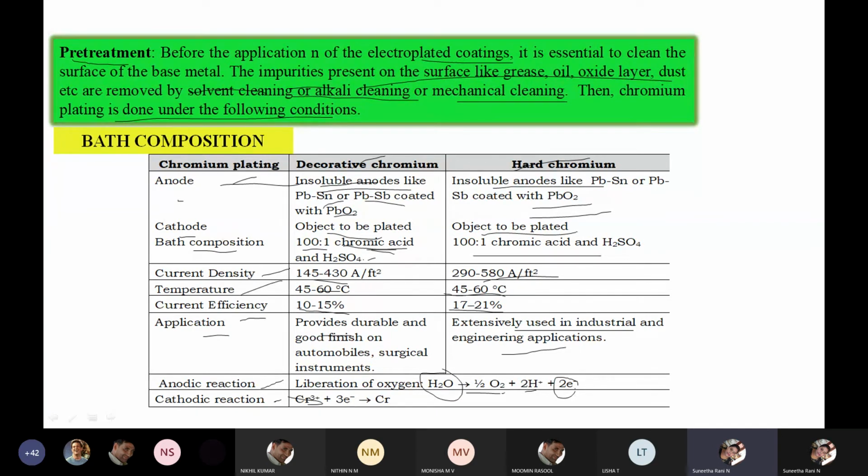And what are the electrons here? These are the electrons gained from the anodic reaction. So here the chromium is liberated at the cathode, and it sits on the surface of the object to be plated. This is how decorative chromium and hard chromium are plated by the electroplating process with the help of an external DC source. Understood? Is this clear?